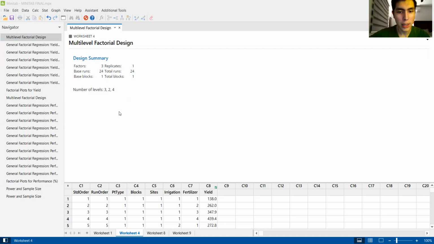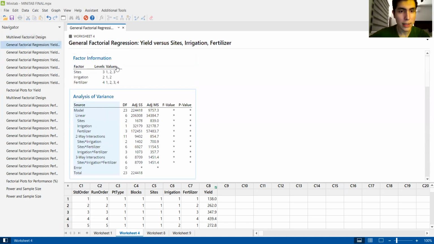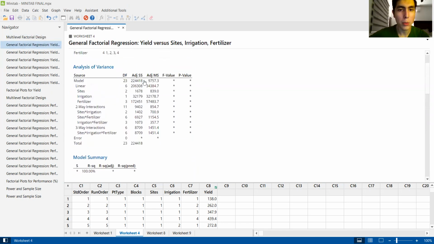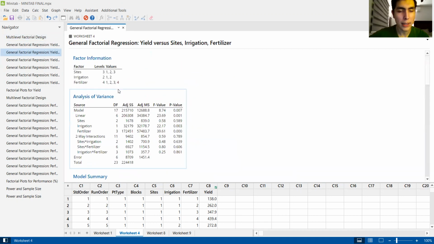So for sites, the number of levels is 3. For irrigation, it's 2. And for fertilizer, the number of levels is 4. Then I did the analysis of the factorial design. We can see here that the F value and P value, as well as the model summary, show just asterisks, no values in it. So I decided to take out of the analysis the three-way interaction sites, irrigation, fertilizer. I did the analysis again after it. Now we can see that there's a value on F value and P value.